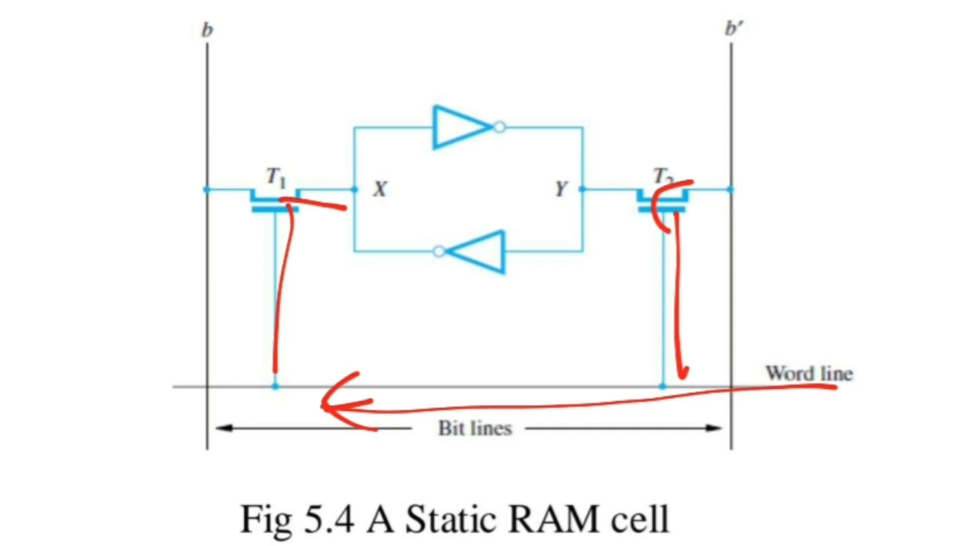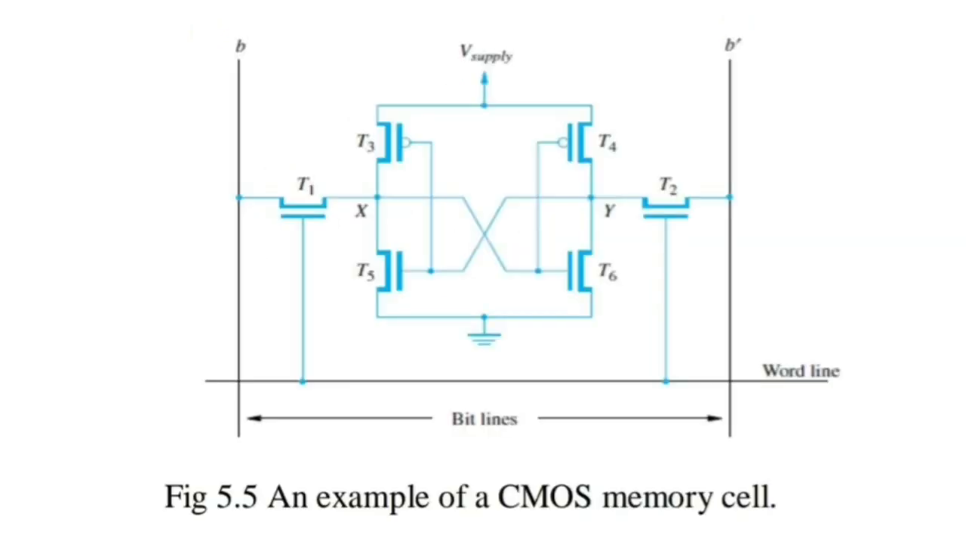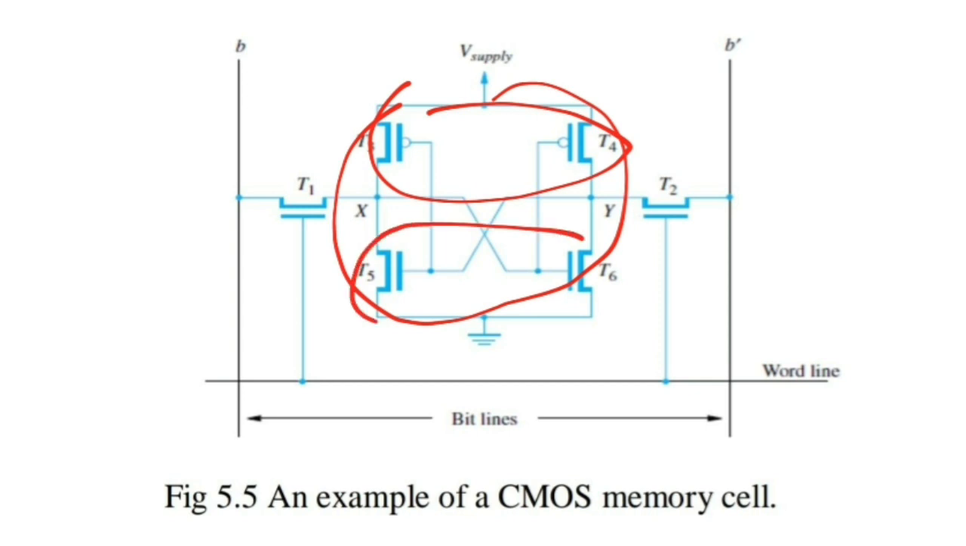Now how do we specify whether we have to write or read the value? It's very simple. If you have to read the value, this B will be high and B dash will be low, or if you have to write the value, this will be low and this will be high. Instead of these inverters, in a CMOS cell, transistors will be used to simulate the working of the inverter. These two will act as the upper inverter and these two will act as the lower inverter. That's the only difference between the CMOS cell and the static RAM.